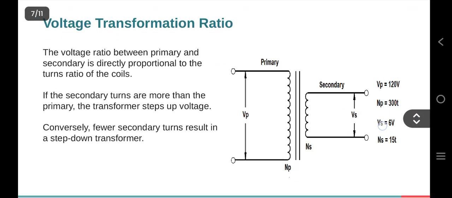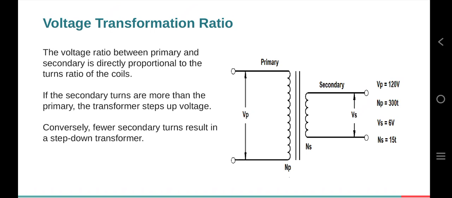Now come to the voltage transmission ratio. The voltage ratio, or transformation ratio, is nothing but the ratio between the secondary and the primary voltage in the coils, and that primary or secondary voltage depends upon the turns of the coils. If the secondary turns are more than the primary turns, then we can say this is a step up transformer.